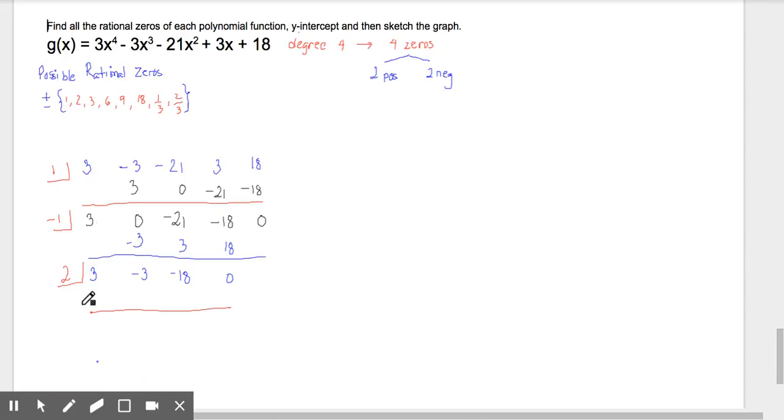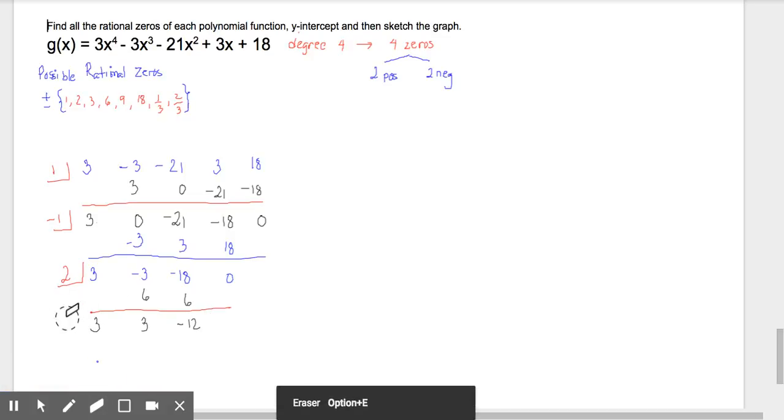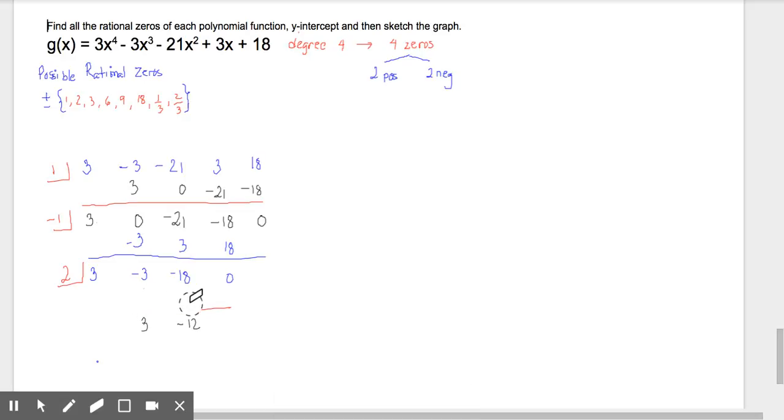So we bring down 3. 3 times 2 is 6. Negative 3 plus 6 is positive 3. 3 times 2 is 6. And we get here negative 12. That means 2 is not a 0. Okay, so 2 is not a 0. We will erase that.